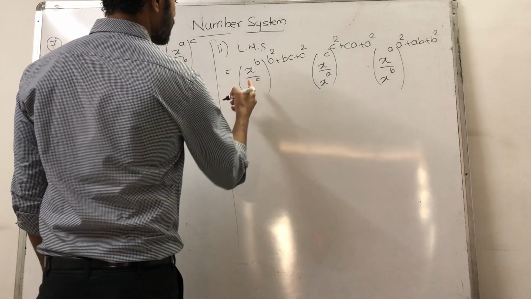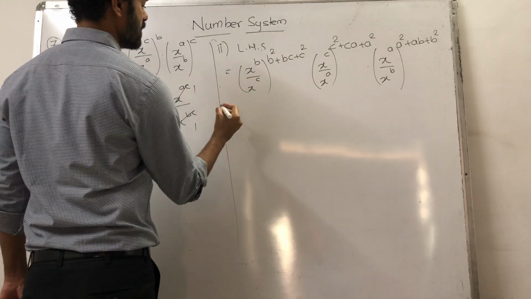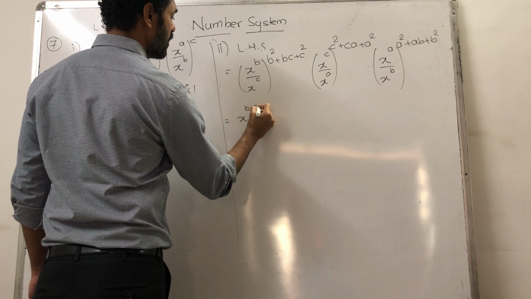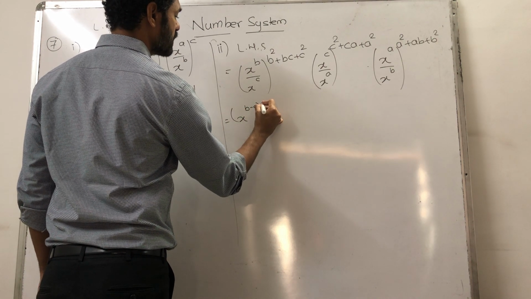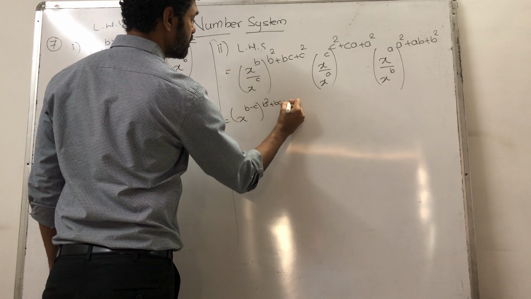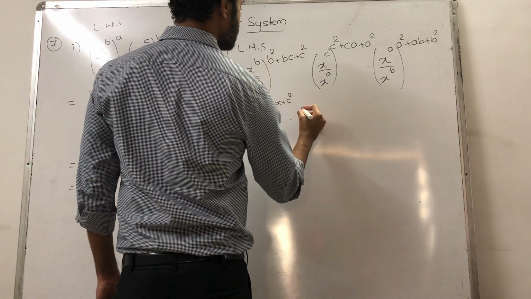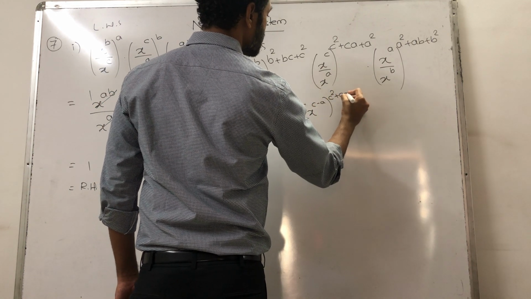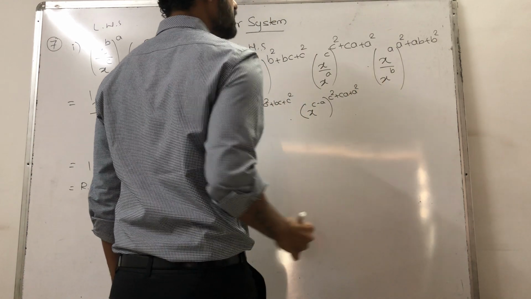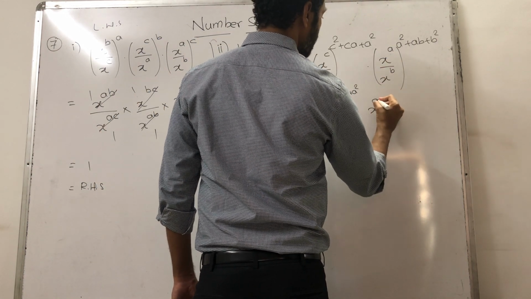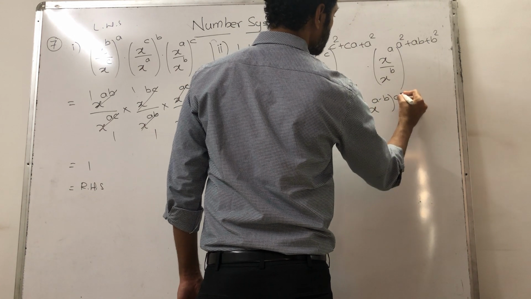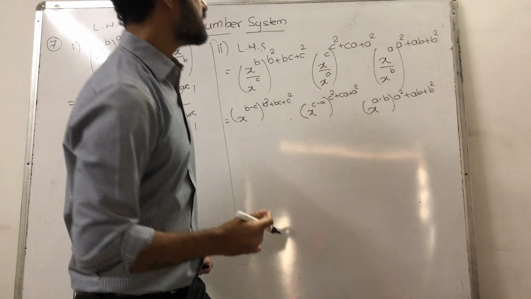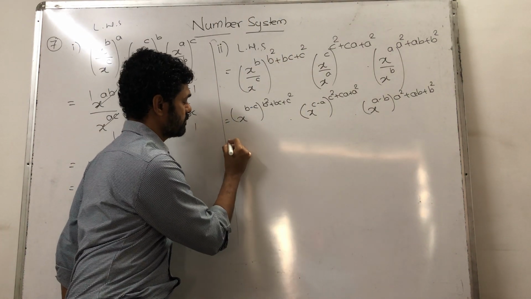Now, these two are in division relation. In division, you subtract the power, so it would be b minus c. So you write this as x raised to (b − c)(b² + bc + c²). Similarly, this would be x raised to (c − a)(c² + ca + a²). Similarly, you subtract the power, this will be x raised to (a − b)(a² + ab + b²). Now in the next step, we are going to use an identity.